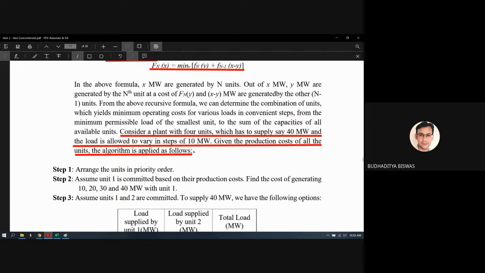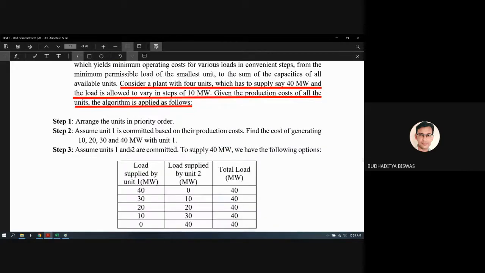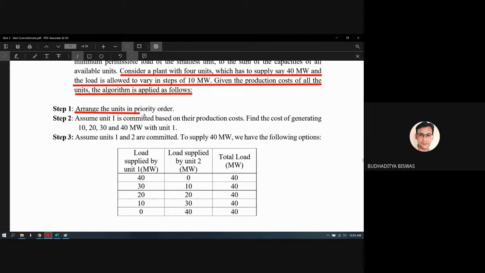So it has 4 units which has to supply 40 megawatt. So 40 megawatt is the load demand and this load demand is varying in steps with 10 megawatt. We need to find out the solution. So first arrange the units in priority order. So assume unit 1 is committed based on their production cost. So find the cost of generating 10 megawatt, 20 megawatt, 30 megawatt and 40 megawatt with unit 1.